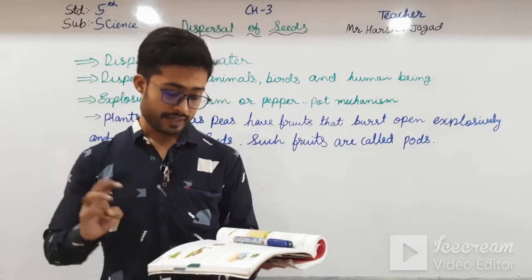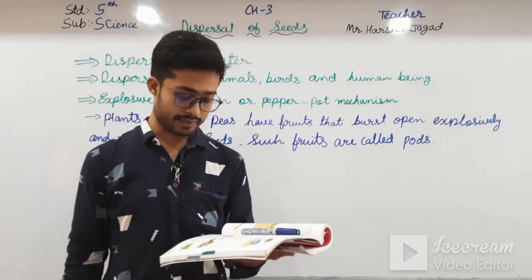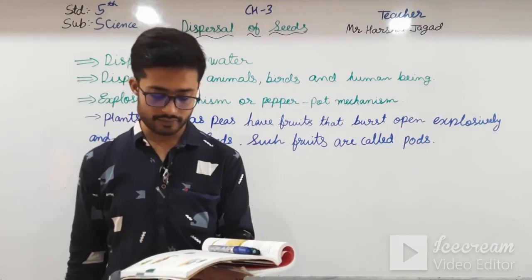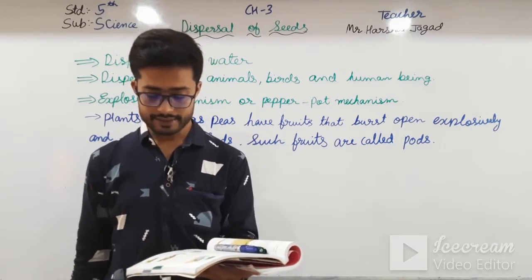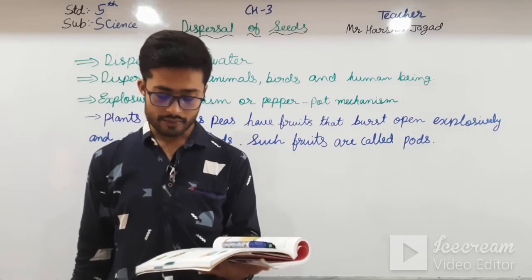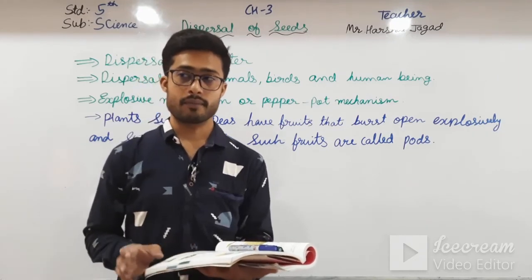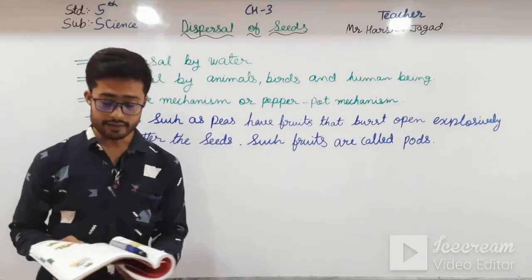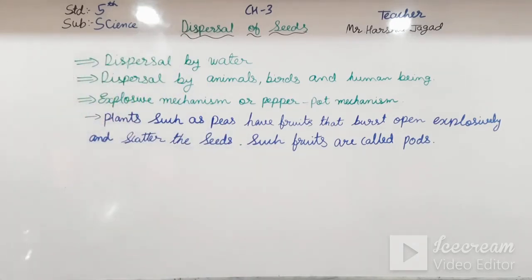Okay students, and third paragraph, that is being scattered or dispersed in this way, different ways, the seeds get a better chance to grow without getting too crowded under the parent plant. Okay students, here we just finished our chapter, and in the next video we will go towards the exercise questions.